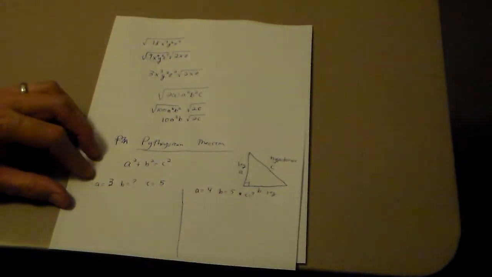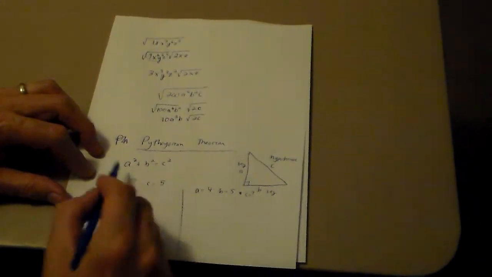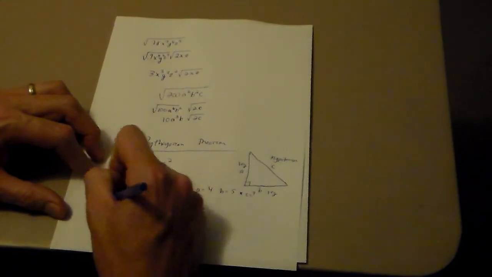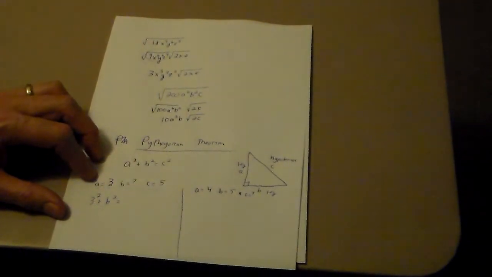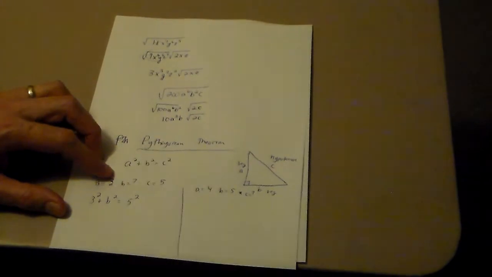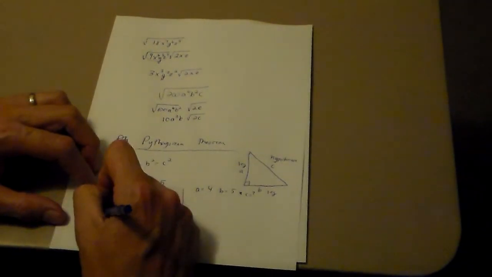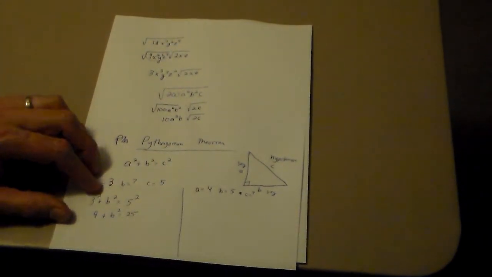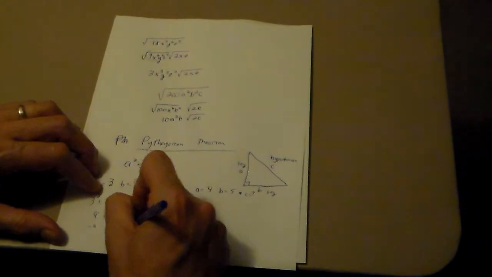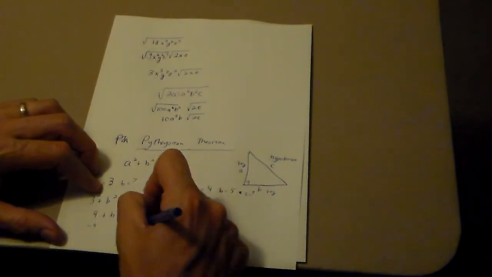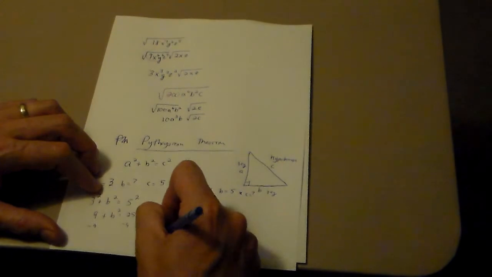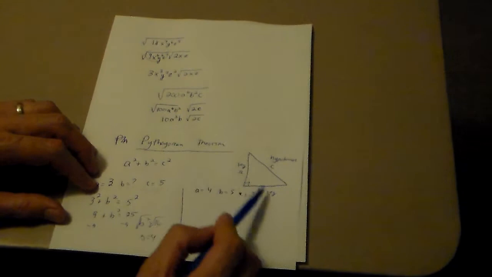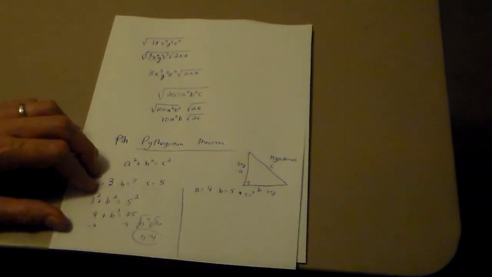Okay, so I'm going to show you how to do these. All we do is we take that and plug it into my formula. So I've got a squared, so that's going to be 3. So I make it 3 squared plus, I don't know b, so I make that b squared equals c squared, which is 5 squared. 3 squared is 9 plus b squared equals 5 squared, which is 25. Well, we'll solve the equation. Minus 9, b squared equals 16, square root. B is 4. Technically, in an equation like this, your answer is plus or minus 4, but one of these sides can never have a negative measure, so b equals 4.